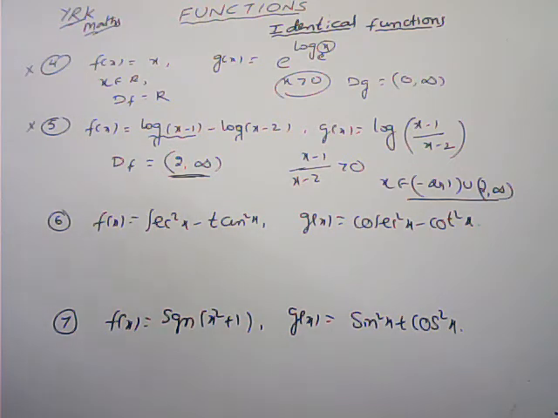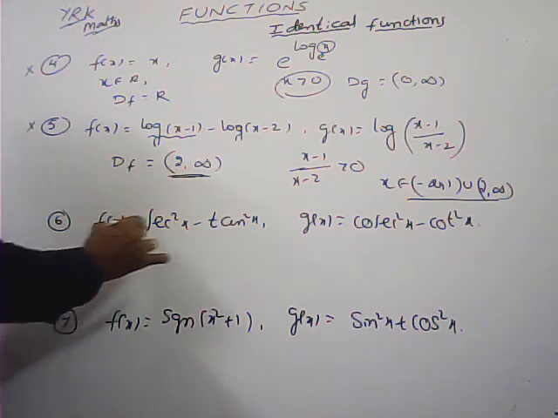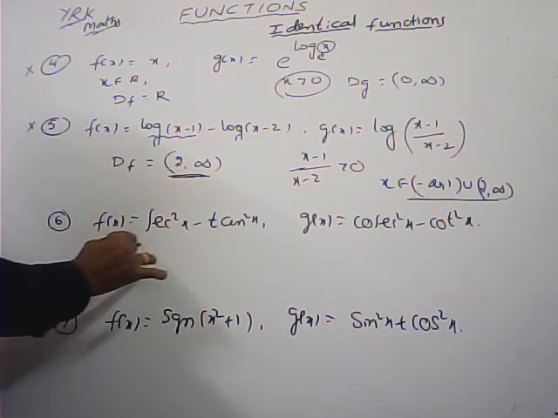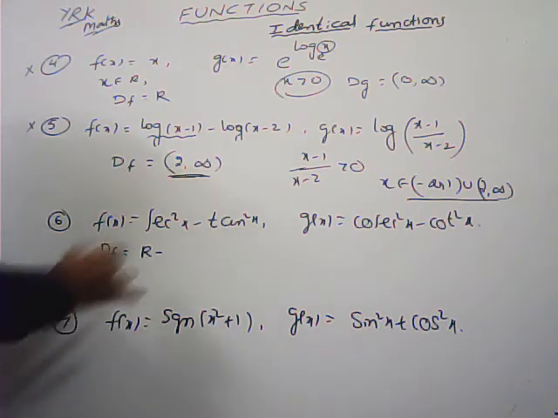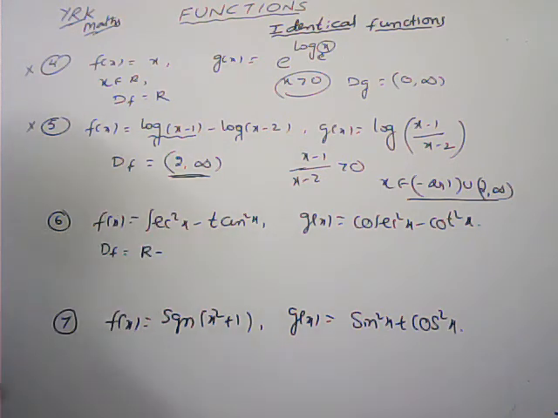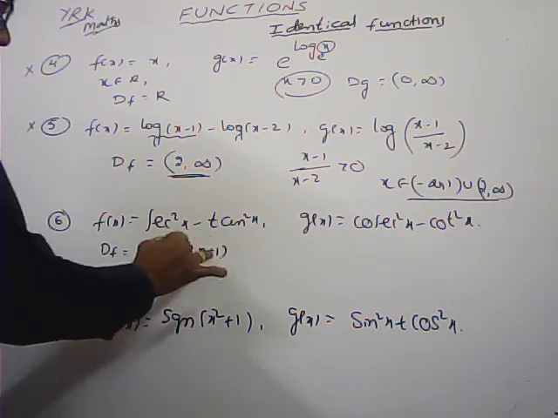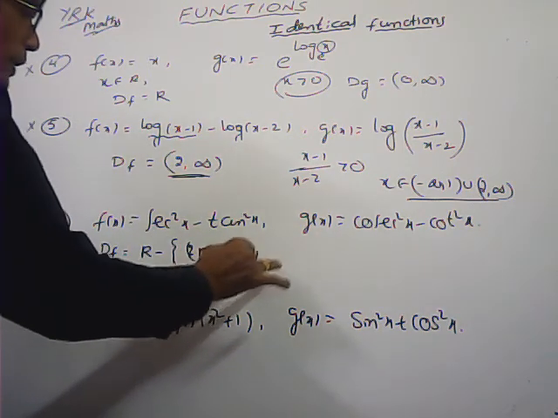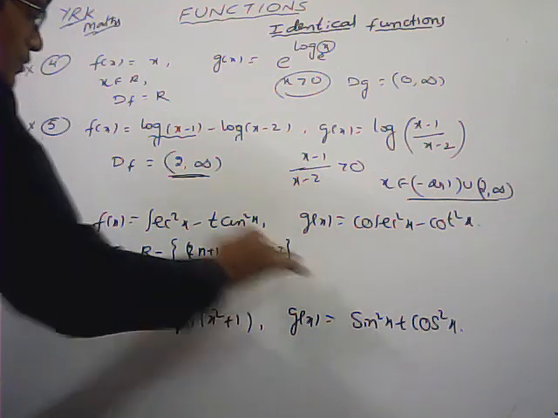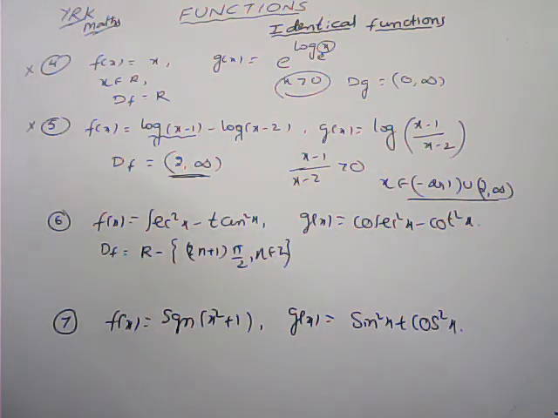But here a small trick is there. What is the domain of f? R minus the points where tan or secant doesn't exist, that is, all the odd multiples of 90 degrees: (2n+1) times pi by 2, n belongs to Z. This is the domain of the first function.